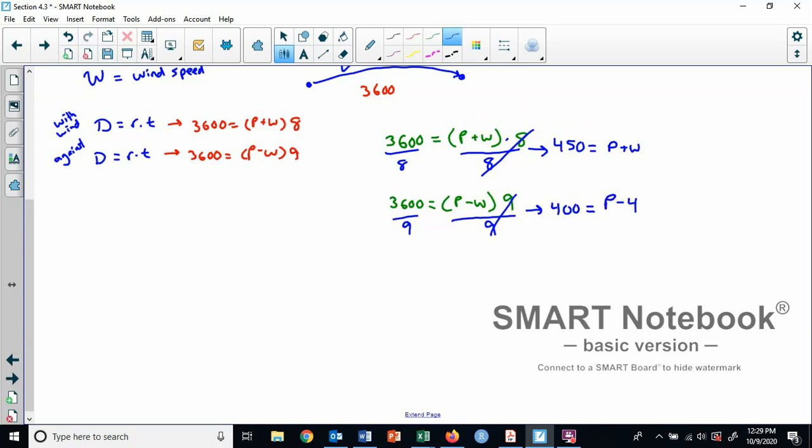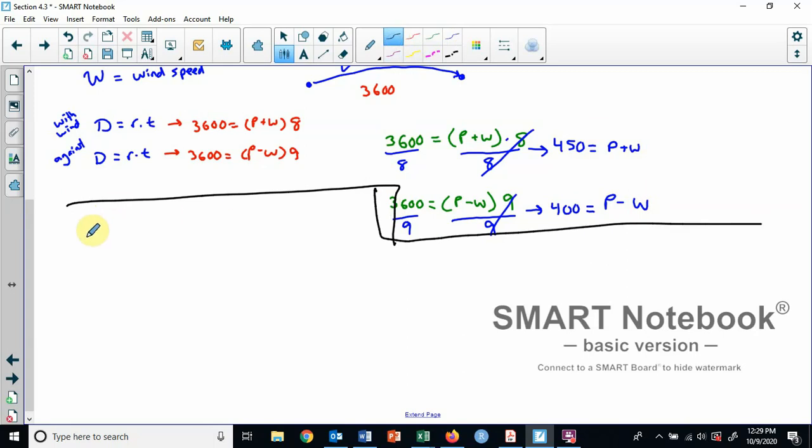Now, oops, W. I got into writing these 4's. So now look at what I have: a very, very simple system of equations. Elimination would solve this really easily. So I'm going to try to neaten up my work and write this over here. So I have the two equations now: 450 equals P plus W, and 400 equals P minus W.